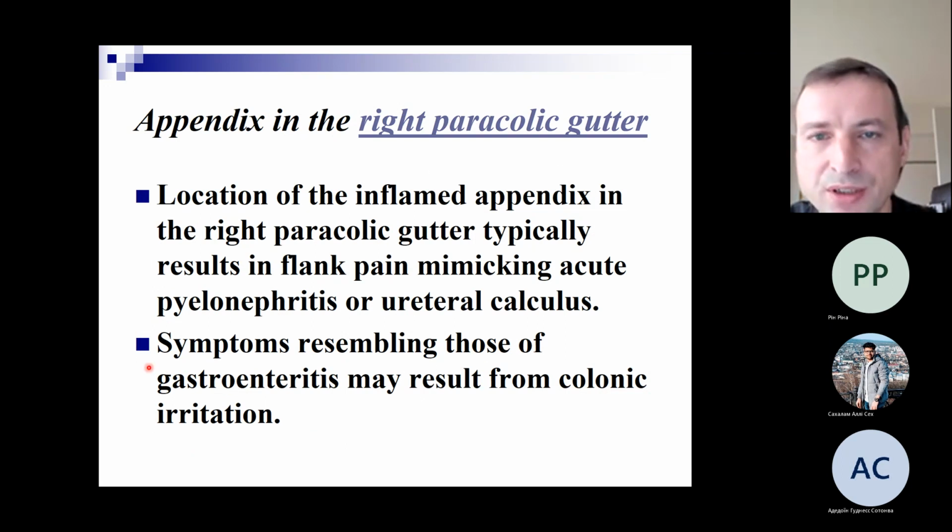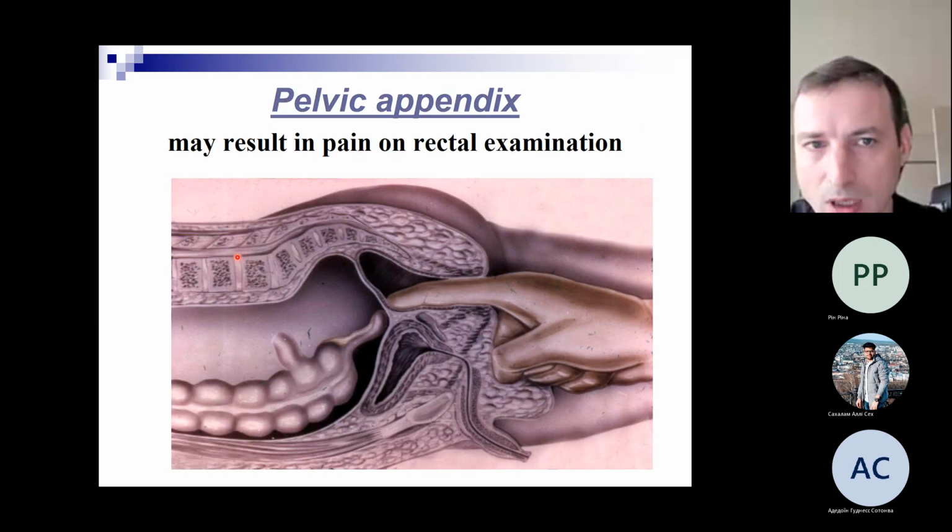When the appendix is situated in the right paracolic gutter, it typically results in flank pain, mimicking acute pyelonephritis or ureteral calculus. Symptoms resembling those of gastroenteritis may result from colonic irritation. It's a Rovsing sign.